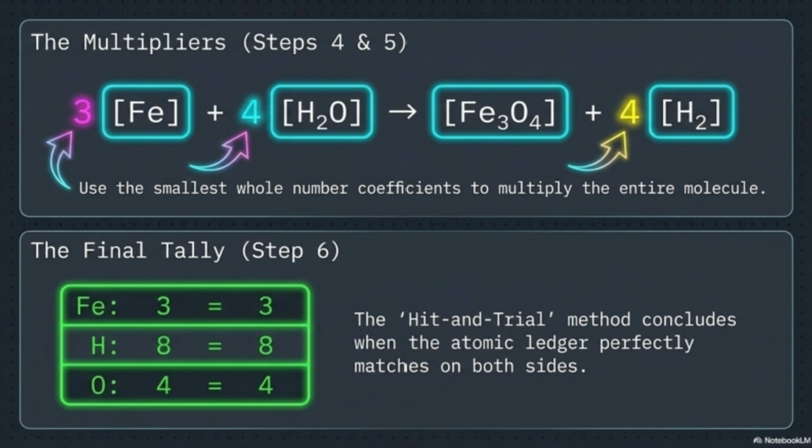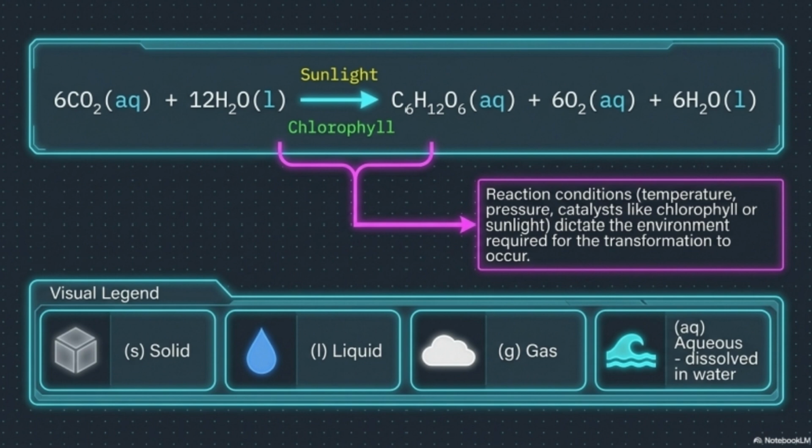To make our equations even more informative, we add physical states. S for solid, L for liquid, G for gas, and AQ for aqueous solutions dissolved in water. Any specific reaction conditions, like sunlight, heat, pressure, or catalysts like chlorophyll, are written directly above or below the arrow to show the exact environment needed for the transformation.